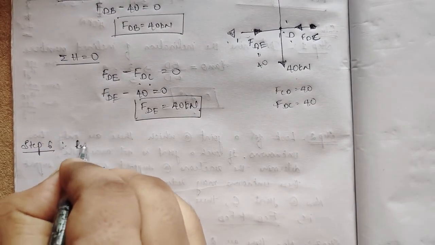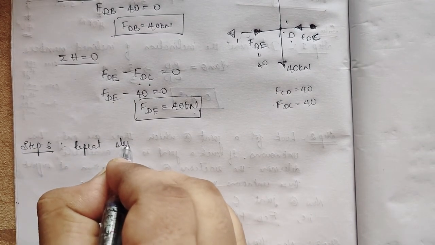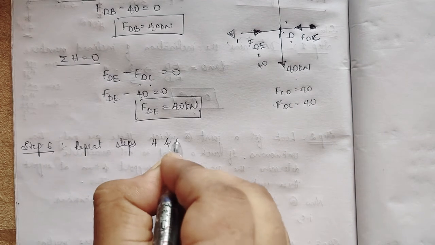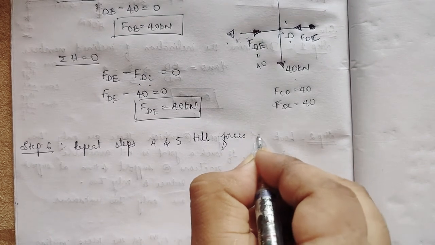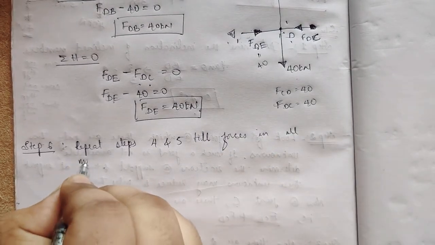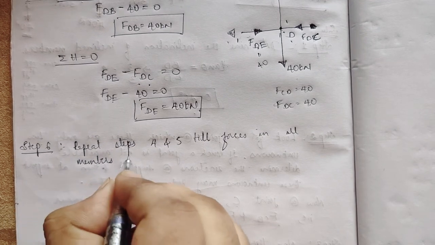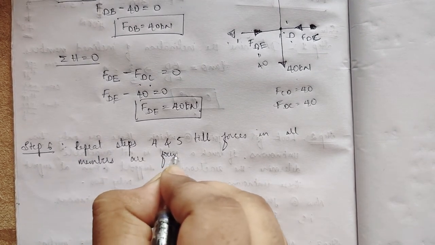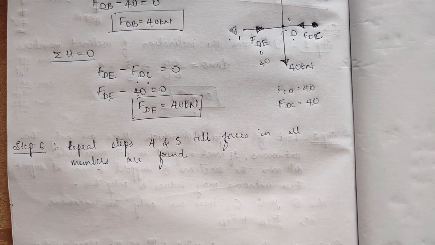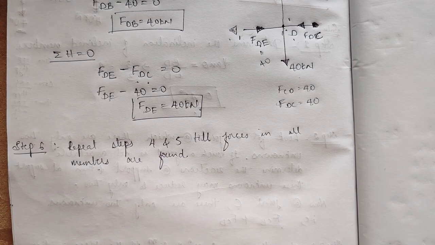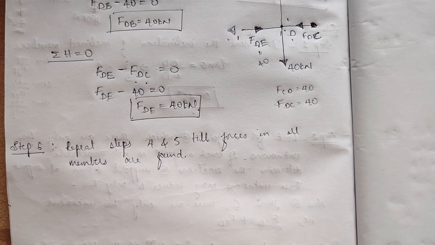So step 6, repeat steps 4 and 5 till forces in all members are found. So we have to repeat the steps 4 and 5. What does it mean? We have to find at every joint, C, D, E, A, B, so that in every joint the forces are found. Every joint, there we have to find the member forces.